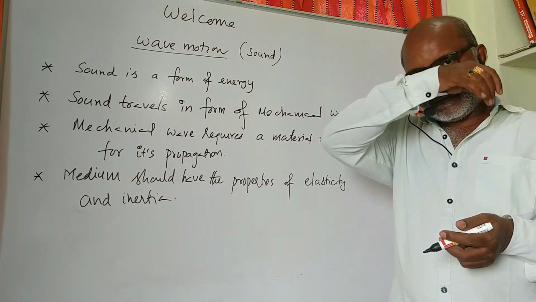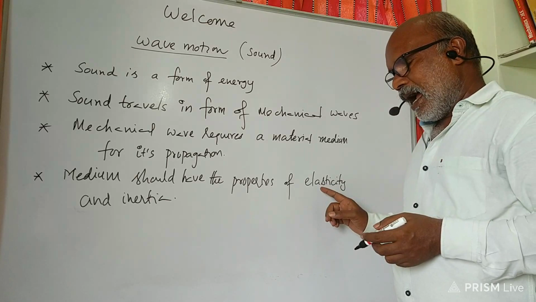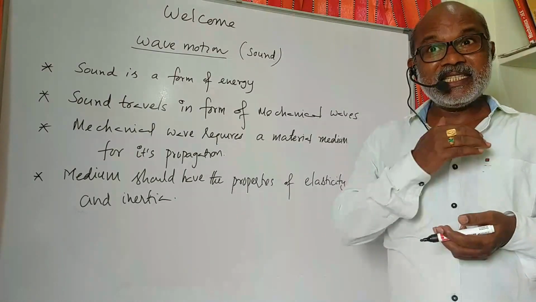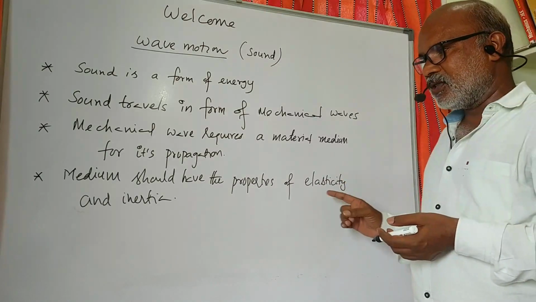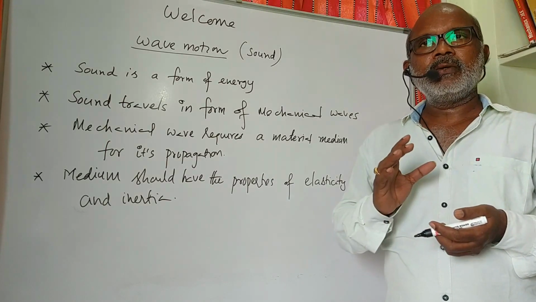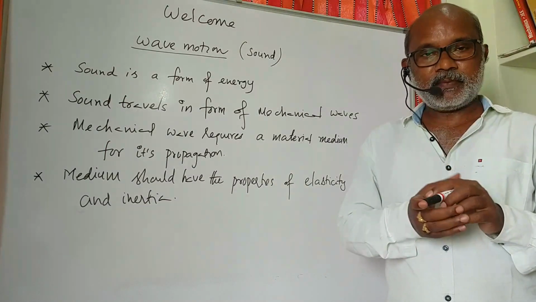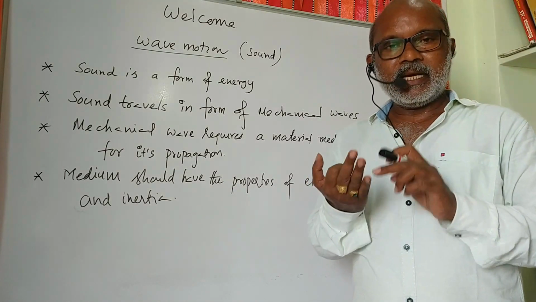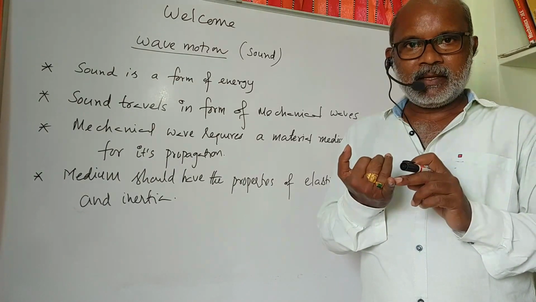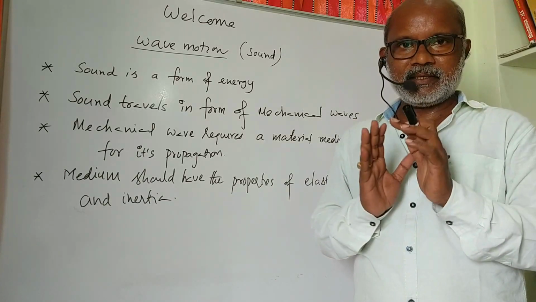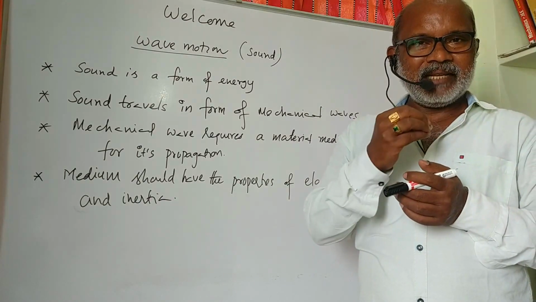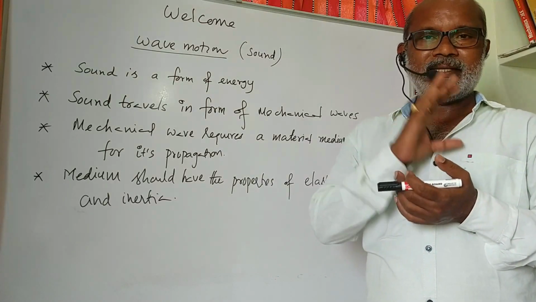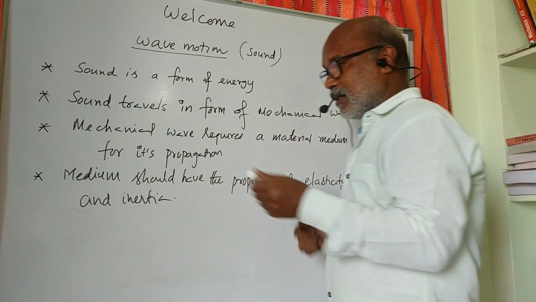Elasticity and inertia means any medium which has high elastic and inertial properties can easily allow the sound wave. It easily propagates the sound if it has high elastic and inertial properties. If you compare, generally matter is of three types: solids, liquids and gases. Generally, solids have high elastic and inertial properties compared to liquids and gases. Thereby, sound, which is a mechanical wave, easily travels through solids. Why? Because solids have high elastic and inertial properties.